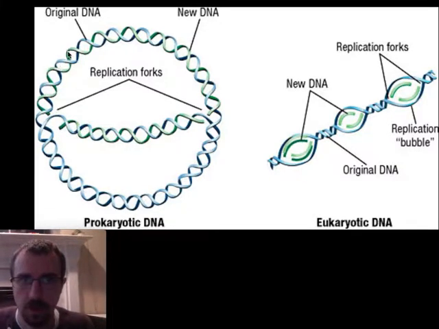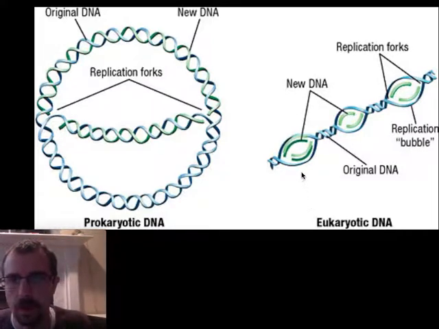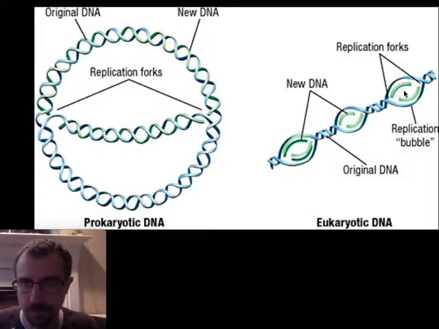So here's our prokaryotic cell. It's replicating by splitting, and it goes all the way down until there are 2 rings. Then the cell will divide. For eukaryotic, there are little bubbles, and those bubbles will enlarge, enlarge, enlarge until they form 2 completely new strands. So let's get into the details about it.